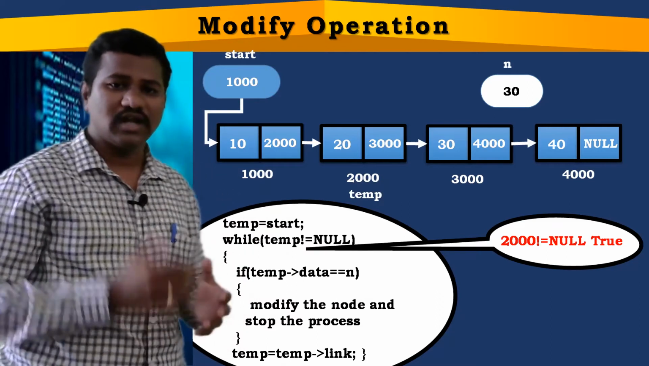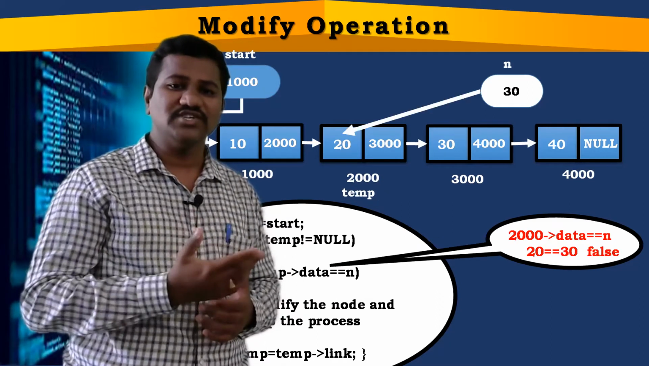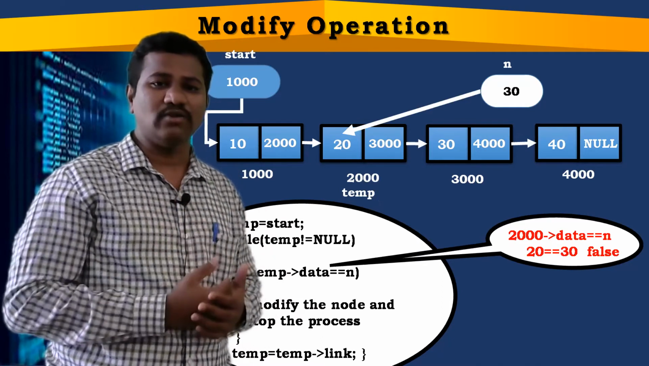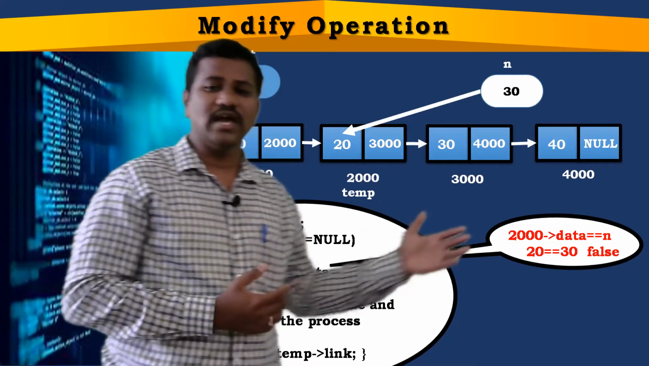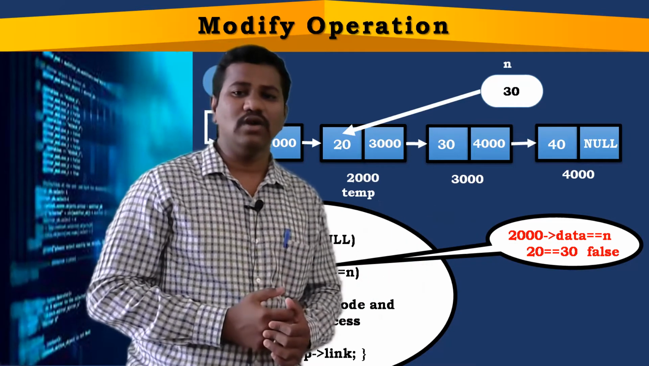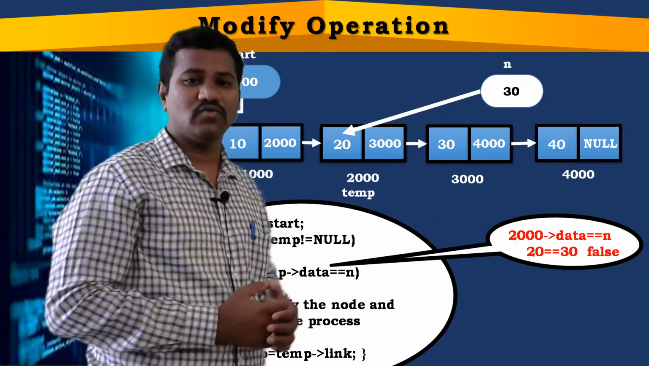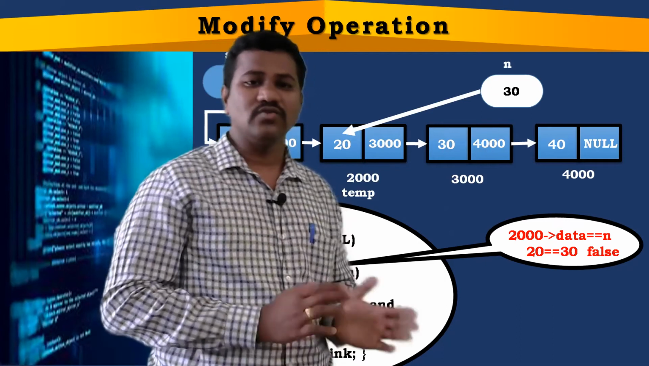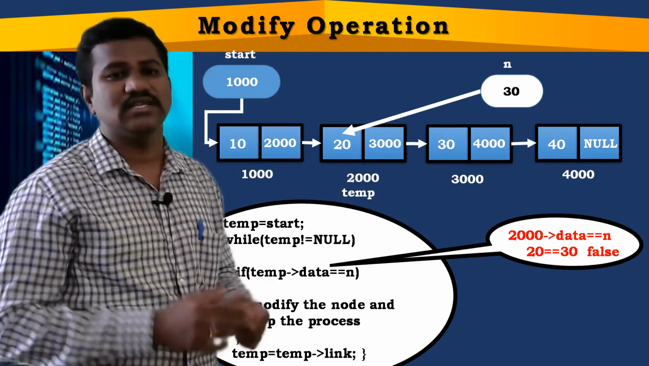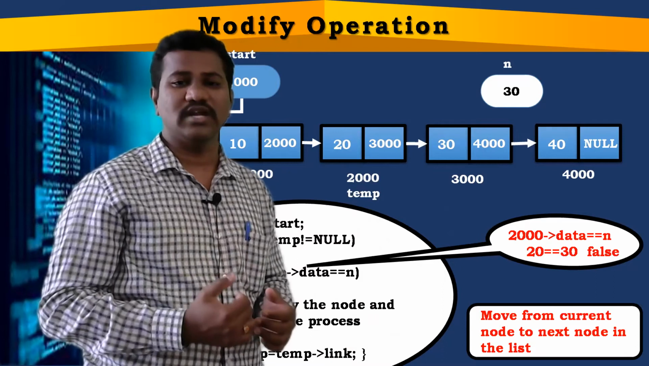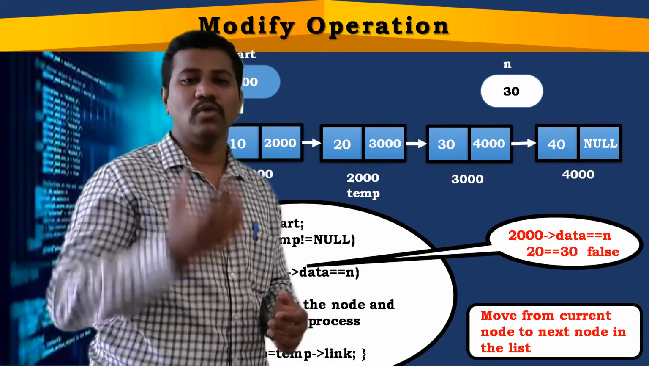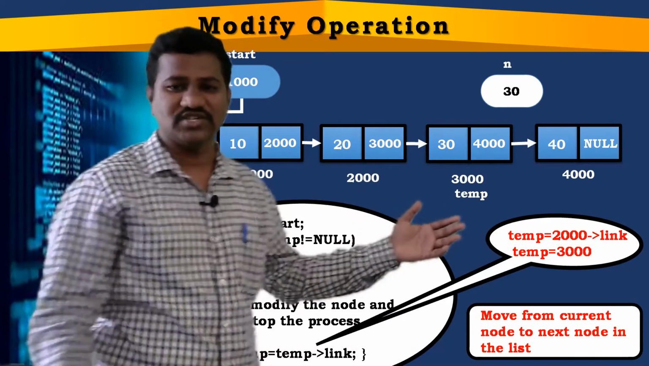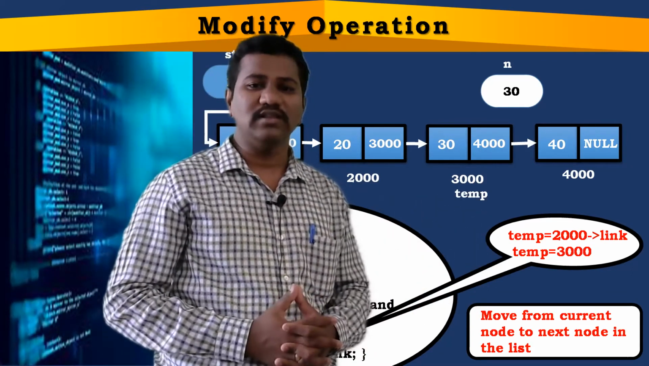2000 not equal to null, the condition is true. If that condition is true, then I enter the if part. Inside this if part, again 2000 arrow data is equal to n. 2000 arrow data means 20. 20 equal to n. What's the value of n? 30. So 20 equal to 30 means the condition is false. It is not interested in the if part. Then again we need to move temp from the current node to the next, that means from the second node to the third. Again we'll be going with this instruction. Temp is assigned with what? Temp arrow link. That is 2000 arrow link.